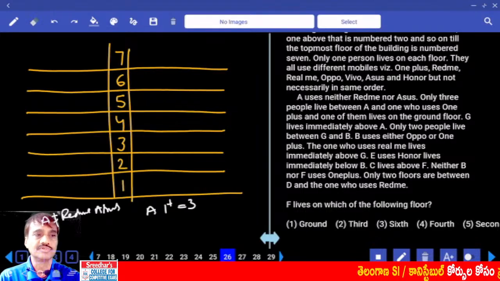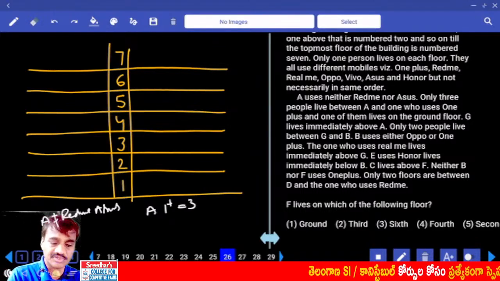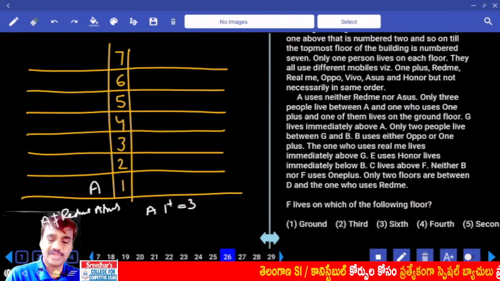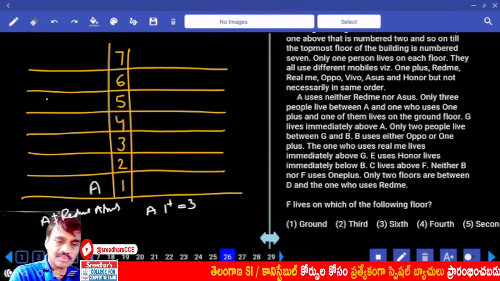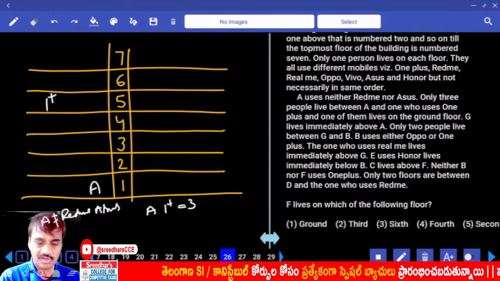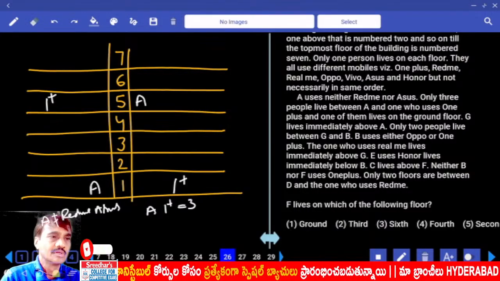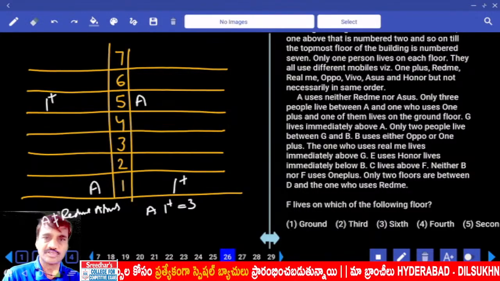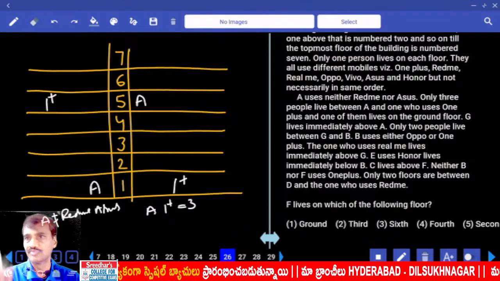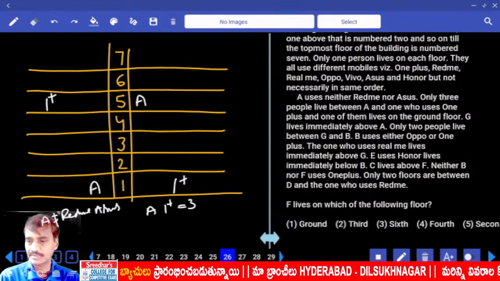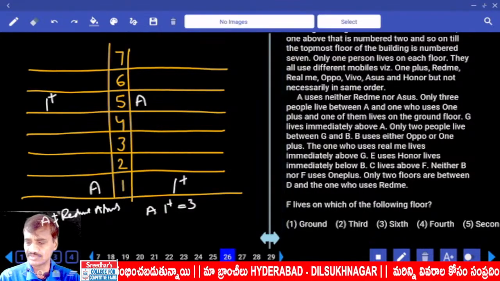This is the main information, the definite information. If A is here, then 1, 2, 3, and the one who uses 1+ is here. Or the one who uses 1+ is here, then 1, 2, 3, and A will be here. Now between these 2 persons, one person is on the first floor, the other one must be on the 5th floor. Then one of them lives on the ground floor.